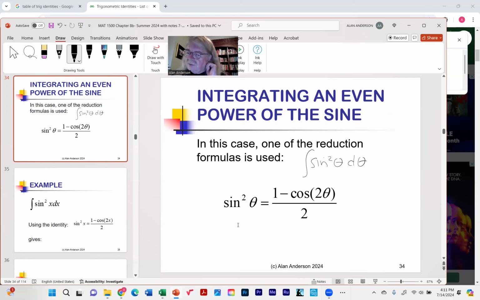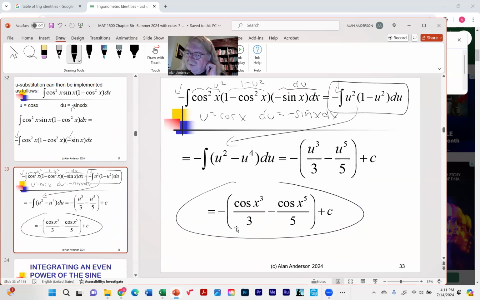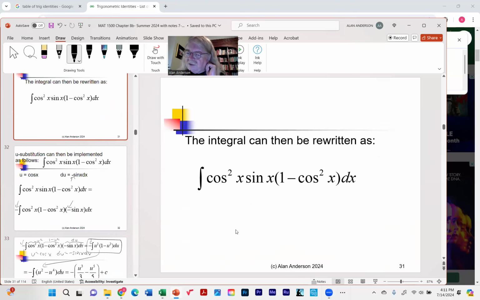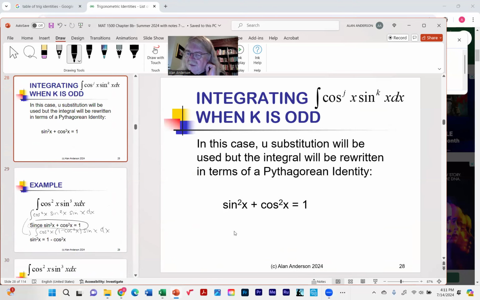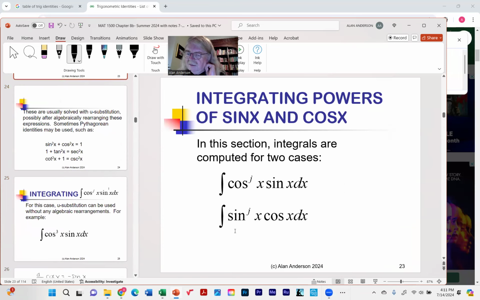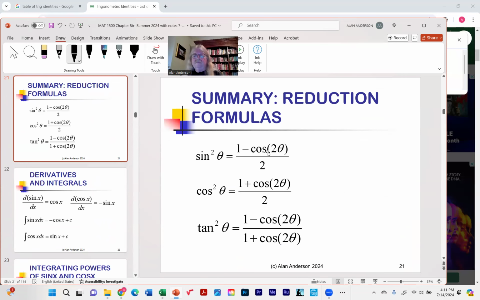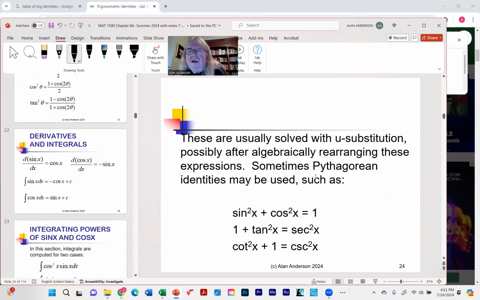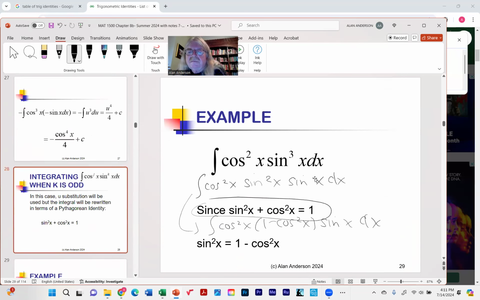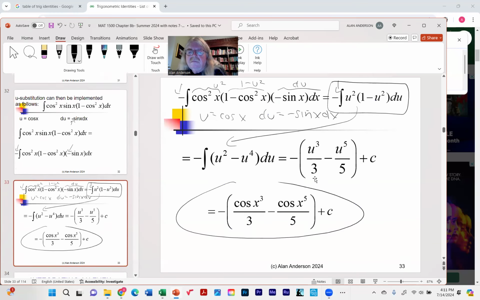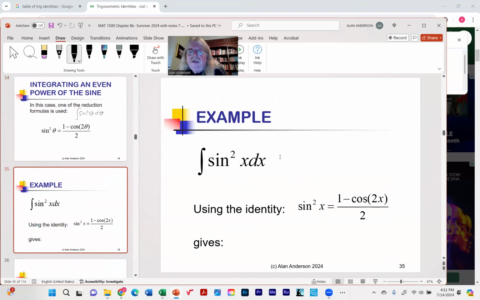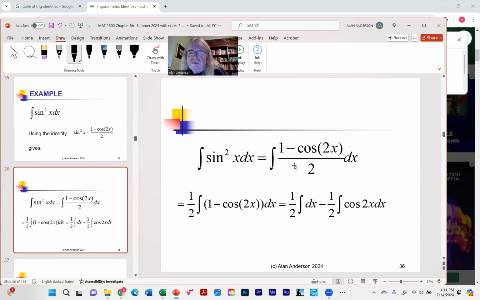We had this a few minutes ago. 1 minus cosine 2 theta over 2. It was up here. Here it is. All right. So what we're going to do is this. Just make the substitution. And this is what we end up with.